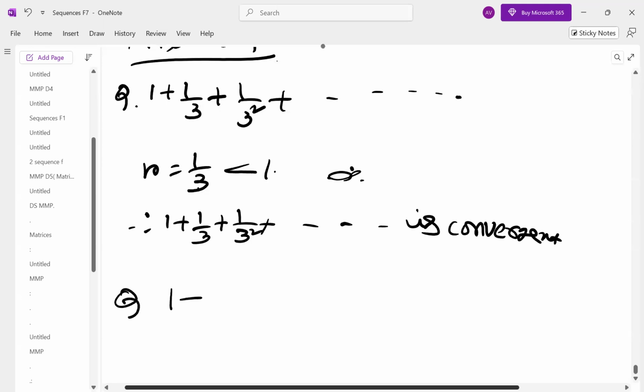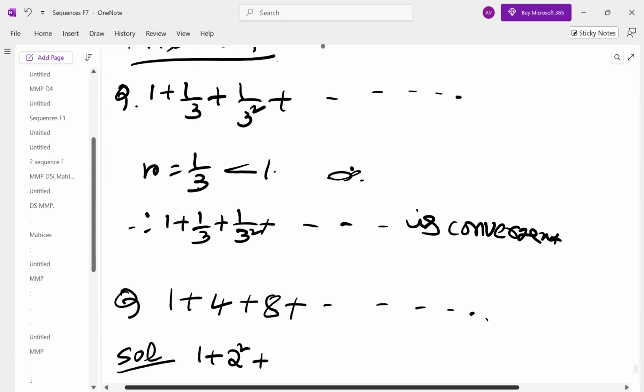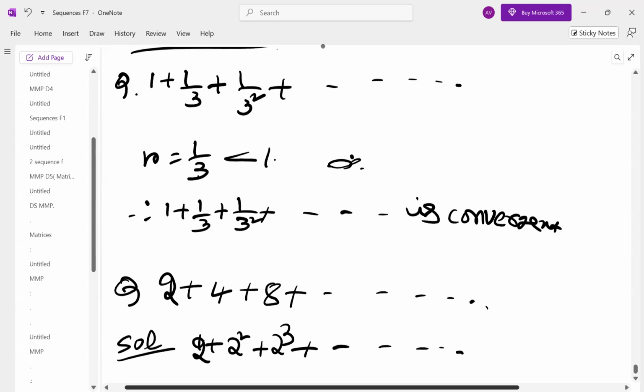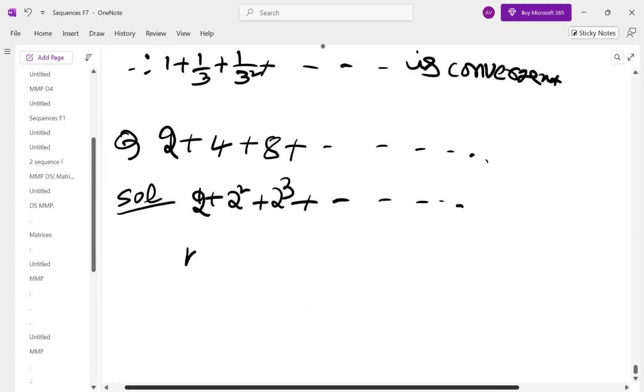1 plus 2 plus 4 plus 8 and so on. So this is in the form 1 plus 2 plus 2 square plus 2 cube plus and so on. So here r is 2, which is greater than 1. a is 1.